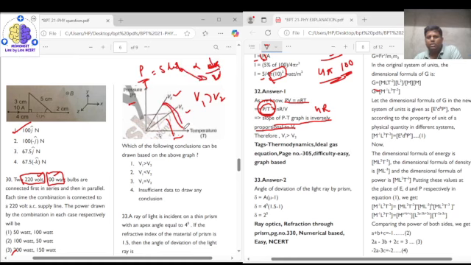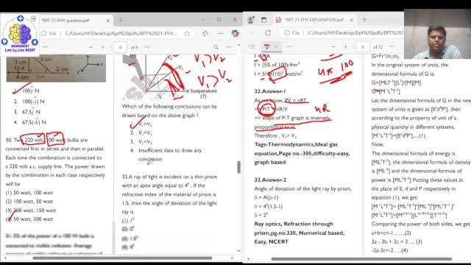The more the slope, the lesser the volume. So V2 has a larger slope, so V2 is less. V1 has a smaller slope, so V1 is more. So V1 will be greater than V2. So the correct answer is option number 1.